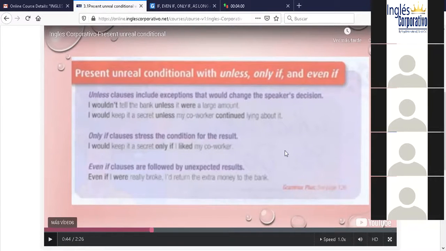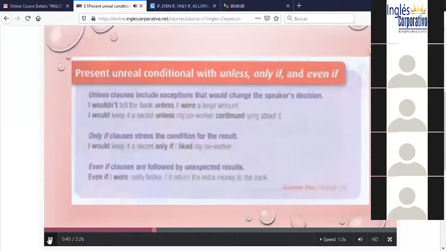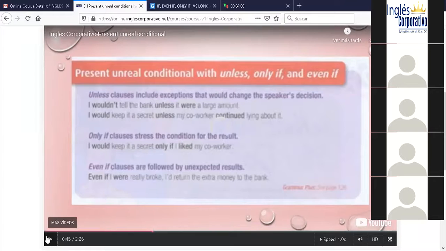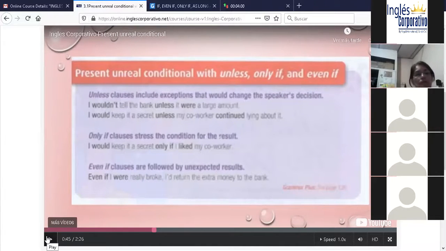All right, very good. So how do you say, what is the meaning of only if? Solo si. Solo si, exactly. So that means that we are stressing, we are highlighting the condition for the result. Can anybody give me an example, please? I think I can use the same example I had with the unless. All right, let's give it a try.